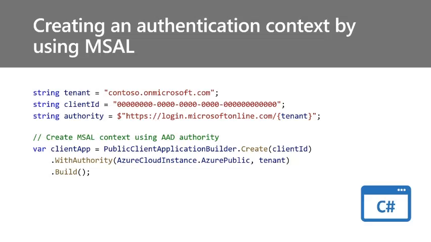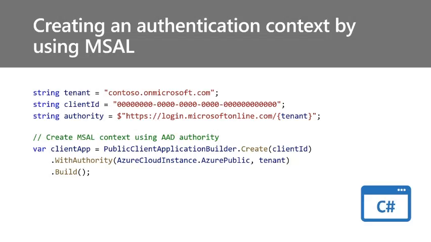So same way to create authentication context by using MSAL, we need to use Microsoft.Identity.Client, which is a library that you can use to sign in users and request tokens that you can use to access APIs that are protected by Microsoft Identity Platform. Creating a client application instance initializes MSAL and sets an authentication context for further requests.